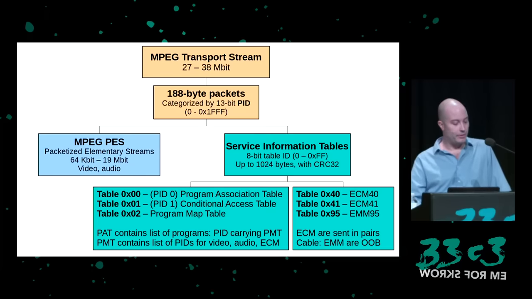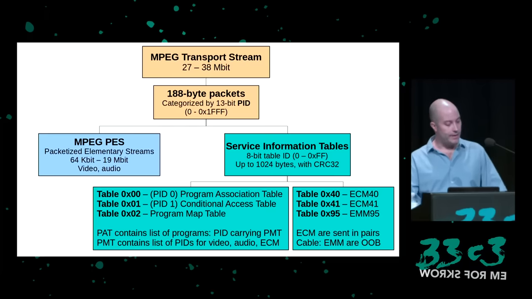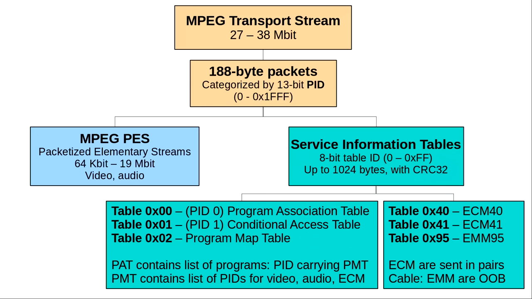PIDs range from 0 to hex 1FFF. Each PID carries an MPEG packetized elementary stream, that's a video or audio stream, or the PID may carry one or more service information tables. The service information tables have an 8-bit table ID and a length of up to 1,024 bytes, including a CRC32 for error detection, and this table ID identifies the type of data that you can expect within the table. Table 0 is the program association table, containing a list of programs carried in this transport stream, and the PMT PID for each program. The program association table is always on PID 0.